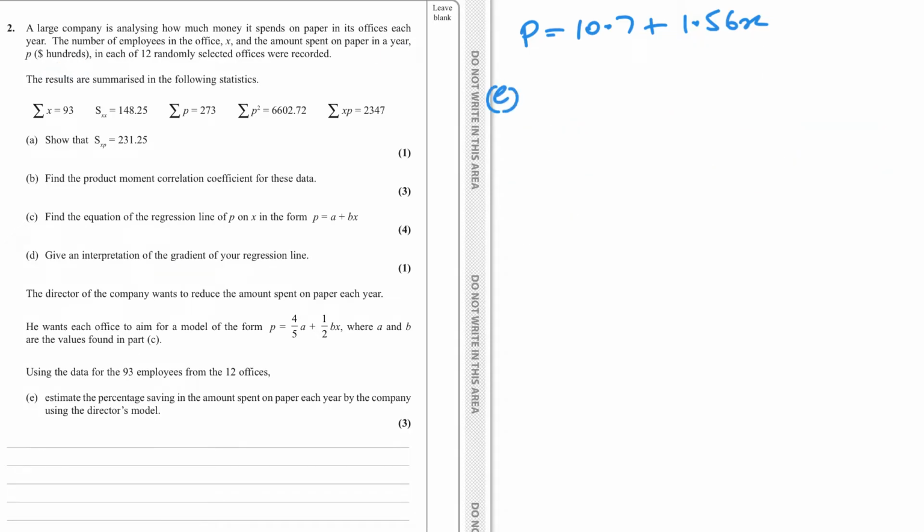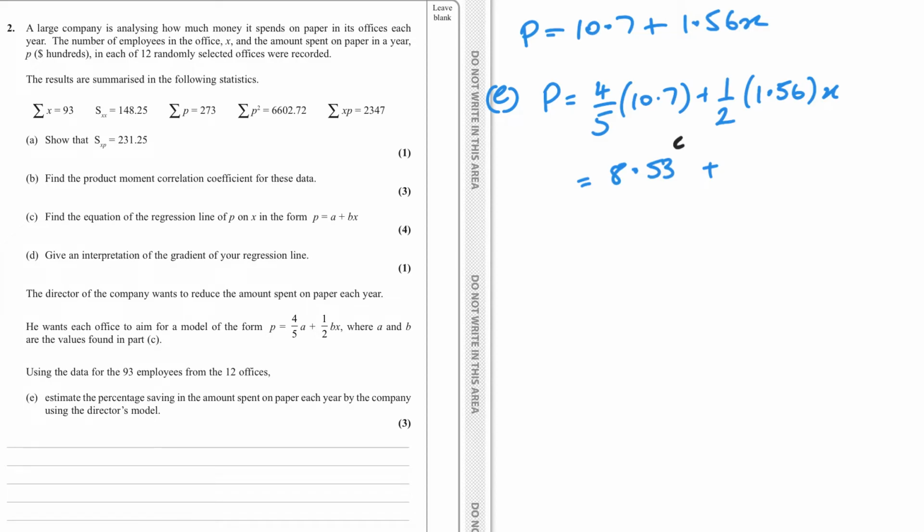So part E, let's have a look what happens to this formula. So we want 4/5 of A plus a half of our B times X. And remember when I said, store these in your calculator, this is exactly why. It makes your life so much easier for this bit to make sure you get a full value. So that's what I've got there, and again I am going to keep storing these in my calculator as I go along just to be safe.